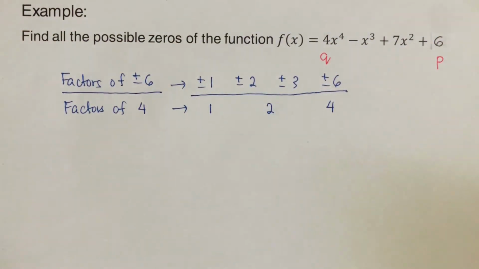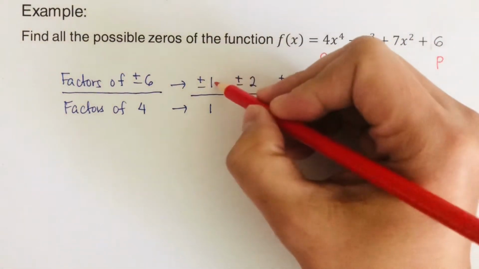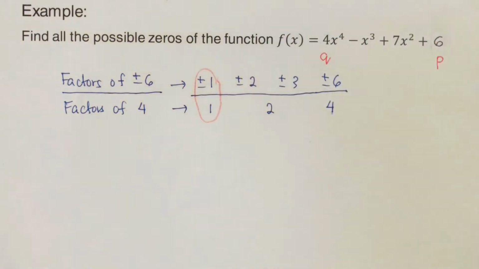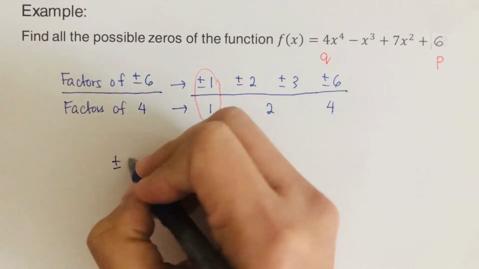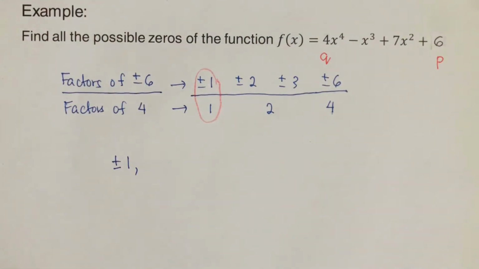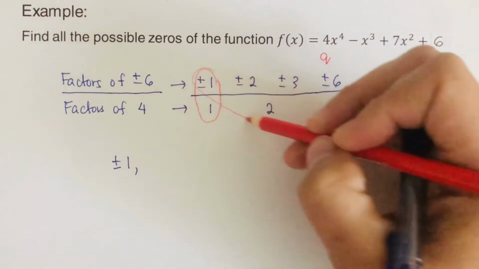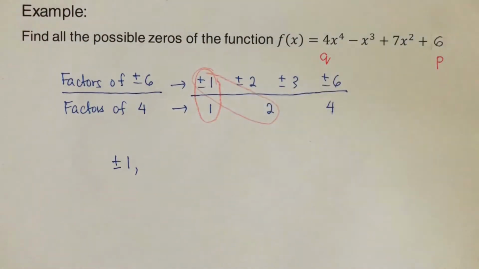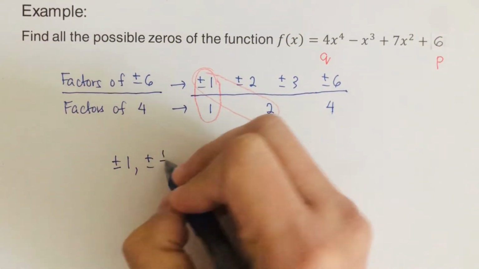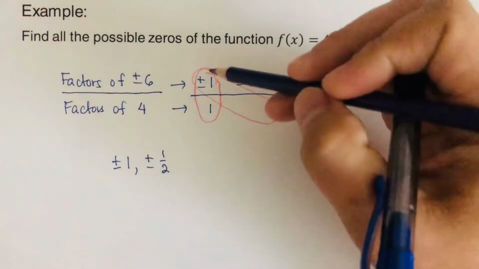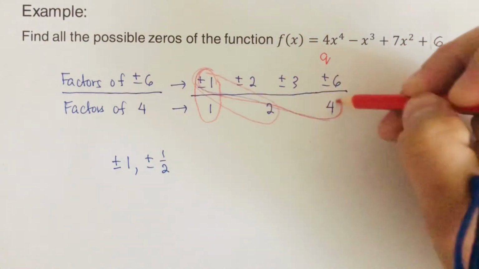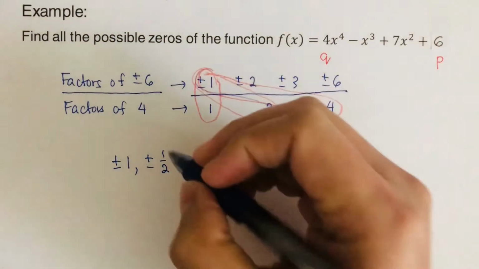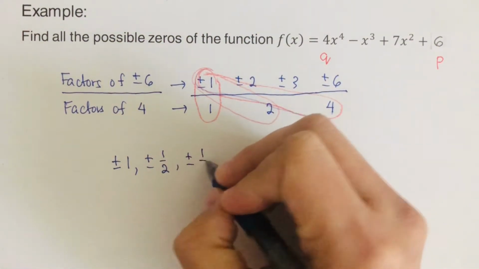Now we are going to pair them up. So we start with a 1. So that would be 1 over 1 is 1. So that's going to be a positive negative 1. And then we pair up this positive negative 1 with 2 here. So then that would come out plus minus 1/2. And then we pair up the positive negative 1 with 4. So then that would come out positive negative 1 over 4.